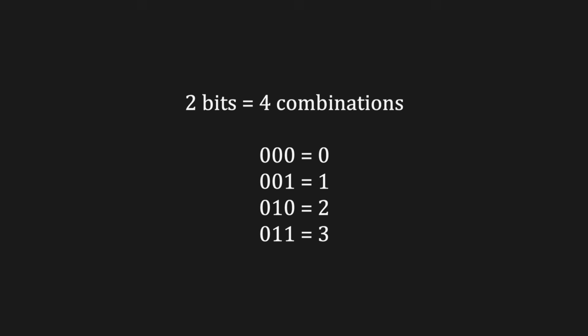A decimal number can be directly changed into its binary equivalent, where each binary value represents a decimal number. However, there is a limit to how many values can be stored. An n-bit binary number can represent 2 to the power of n different values. For example, 2 bits can represent 4 combinations, 00, 01, 10, and 11, which correspond to the decimal numbers 0, 1, 2, 3.